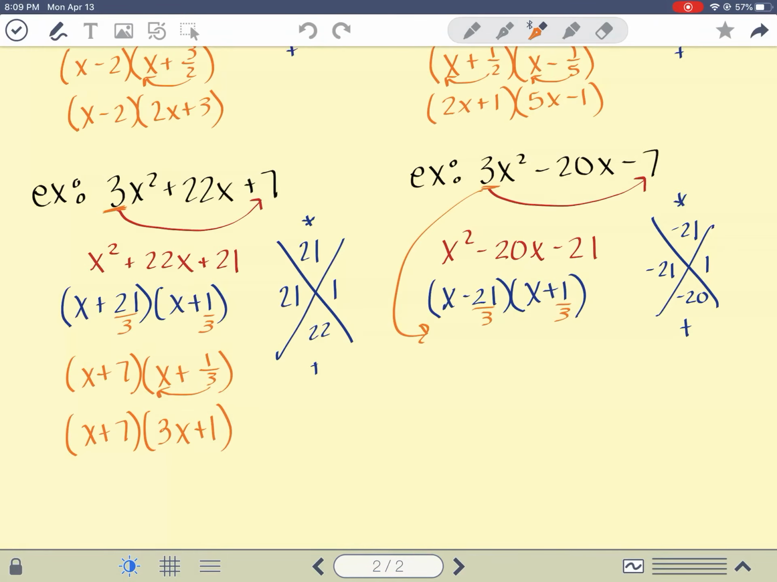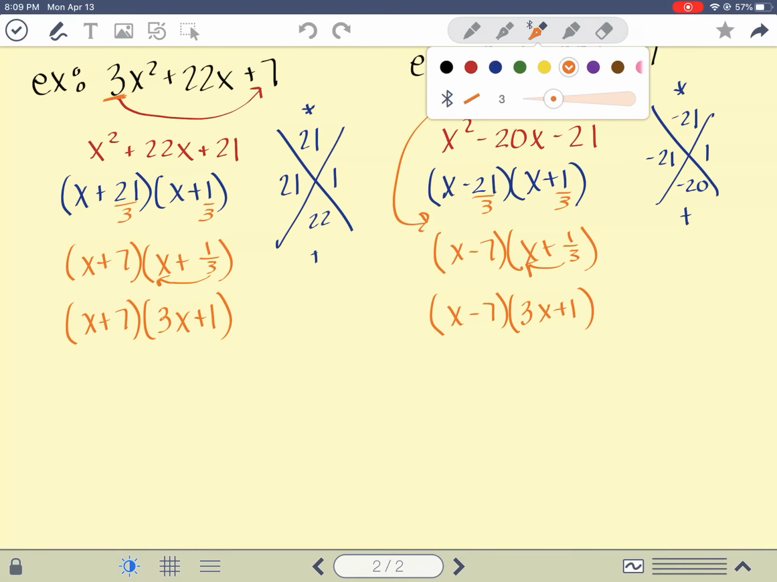From here, we take this a value and bring it under. Our first quantity becomes x minus 7. Our second quantity could not simplify. So our final factorization is the quantity of x minus 7, and when we slide that 3 up front, the quantity of 3x plus 1.